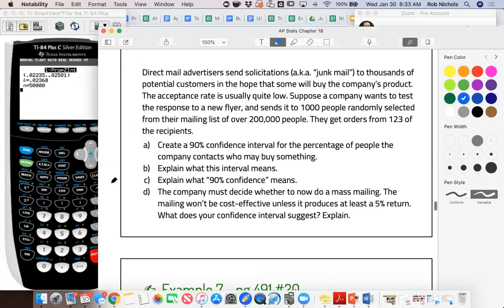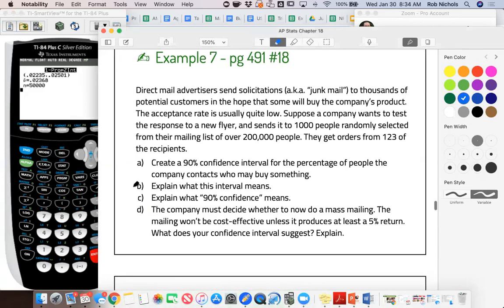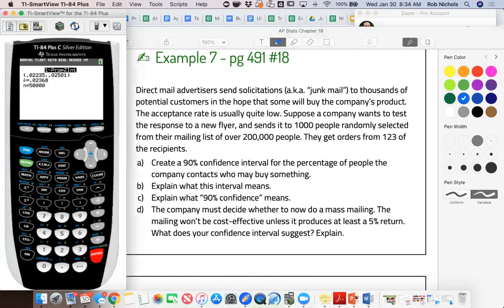Okay, so let's create a 90% confidence interval for the percentage of people who the company contacts and what they want. I'm just going to do the shortcut and go straight to the calculator. So I'm going to go to stat, I'm going to go to tests, I'm going to go to alpha A, which is one proportion z interval. All right, so we get 123 for my x. We send it to 1,000. Okay, we want a 0.90 confidence, and there's my answer.